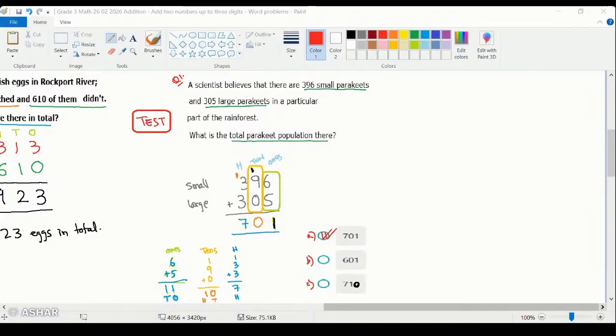Okay. There are a few more questions. Please do try those questions, okay? Try adding the larger numbers, 3-digit numbers together and try to find the answers, okay?